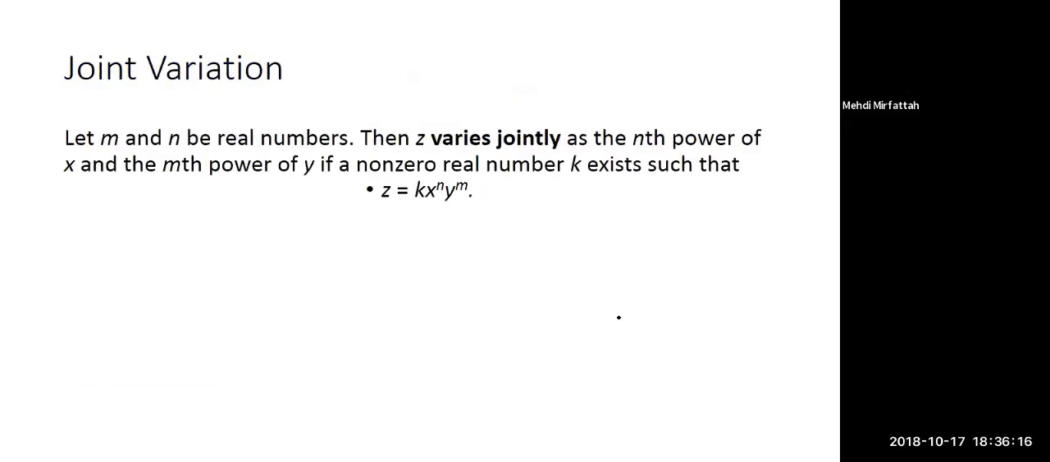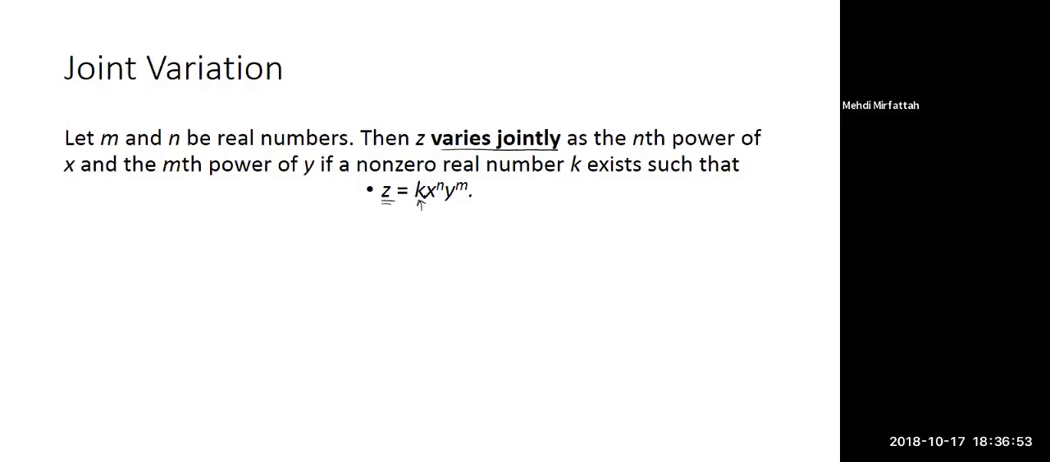Let M and N be real numbers. Then Z varies jointly. When it says jointly, it means there is more than one variable there. Z varies, which means we have some factor K, jointly as the nth power of X, so it would be X to the power of N, and the mth power of Y, so it would be Y to the power of M. Okay, so that is my equation just by reading what they're giving me.